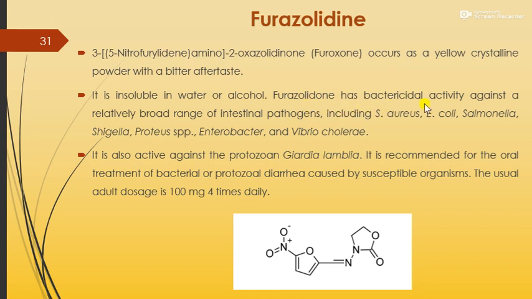Furazolidone has bactericidal activity against a relatively broad range of intestinal pathogens, including S. aureus, E. coli, Salmonella, Shigella, Proteus species, Enterobacter, and Vibrio cholerae. It is active against the protozoan Giardia lamblia. It is recommended for the oral treatment of bacterial or protozoal diarrhea caused by susceptible organisms. The usual adult dose is 100 mg 4 times daily.